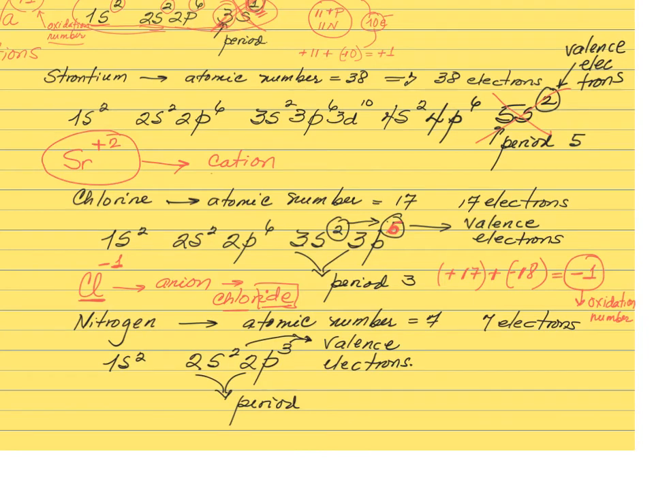Okay, and I have the last example, because this is the reasoning behind oxidation number and ion formation, but then I'm going to show you a simple way to find the oxidation number. Okay, so nitrogen, the same story. Atomic number is equal to 7. I have 7 electrons, so this is my electron configuration, and as you can see, on the last level of energy, the second level of energy, 5 valence electrons.